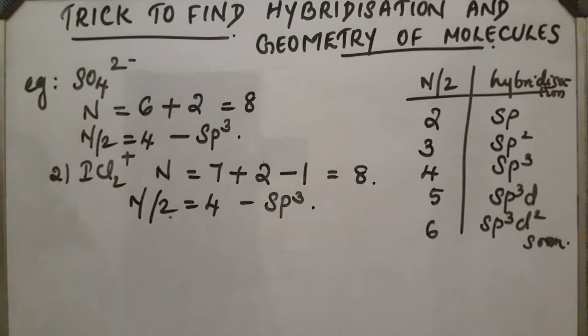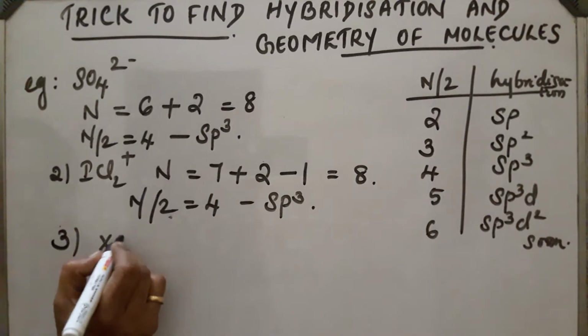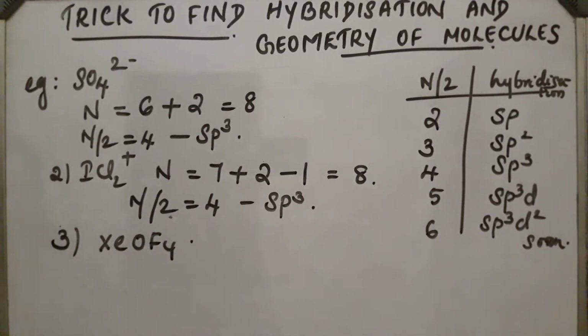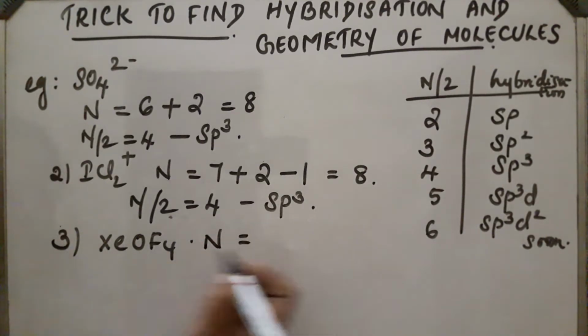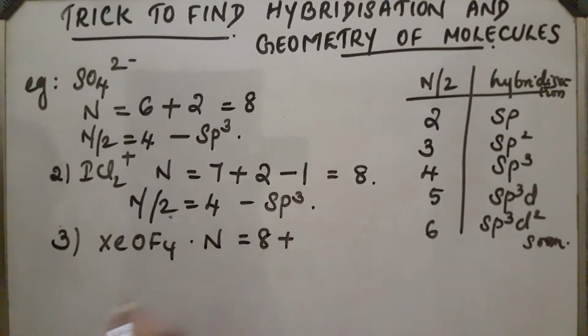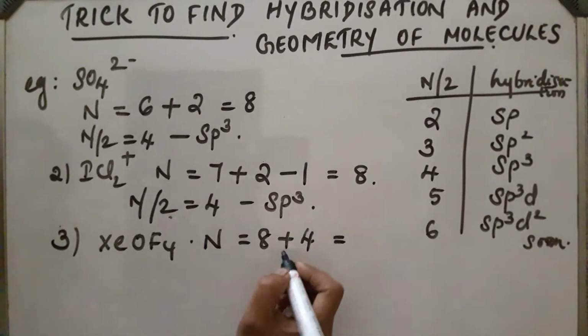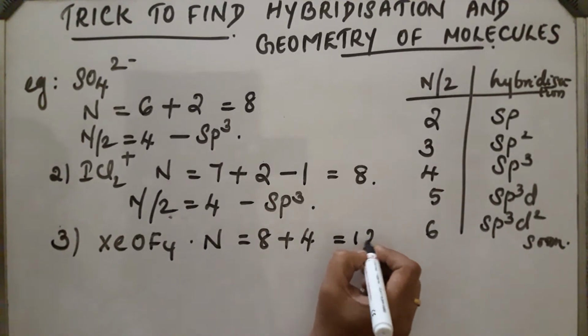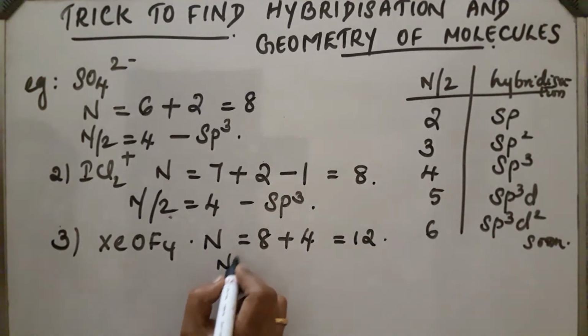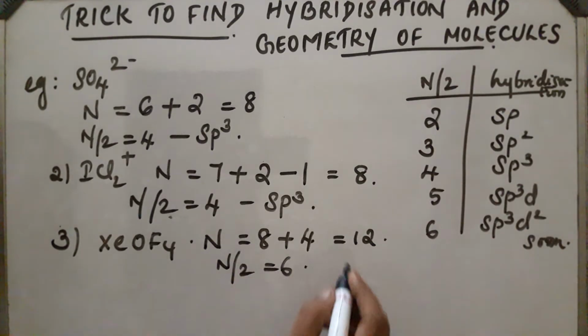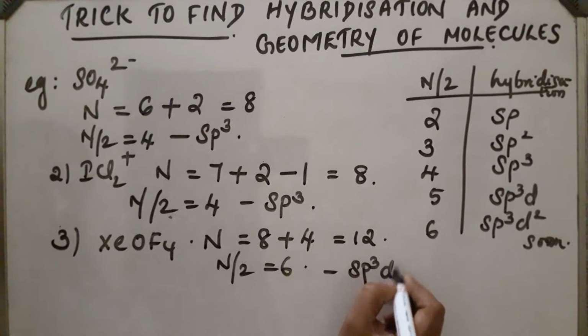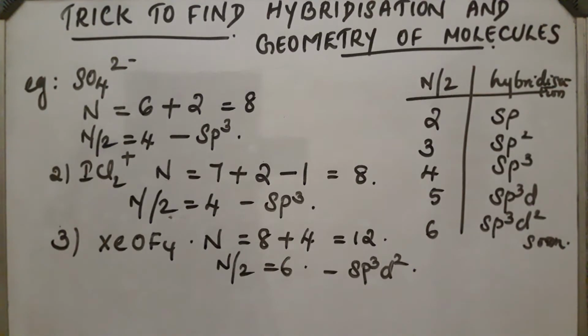Okay, now next compound, the third one, XeOF4. Here we first find the n value. The central atom is xenon, and its valence electrons are 8. Plus, oxygen is a divalent atom and fluorine is a monovalent atom, so 4 monovalent atoms are present and there is no charge. So this will be equal to 12. Okay, so n by 2 is equal to 6. So the hybridization is sp3d2. Like this we can find the hybridization of different compounds.